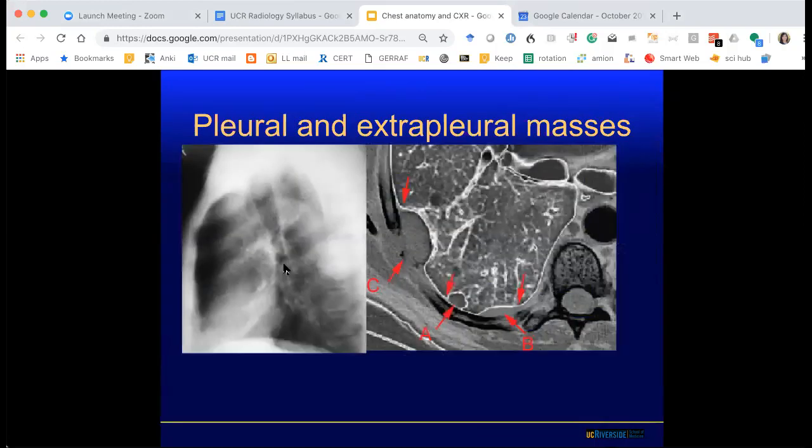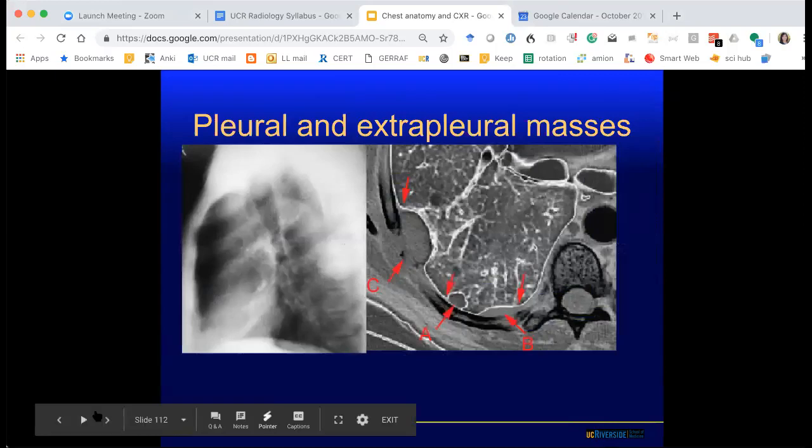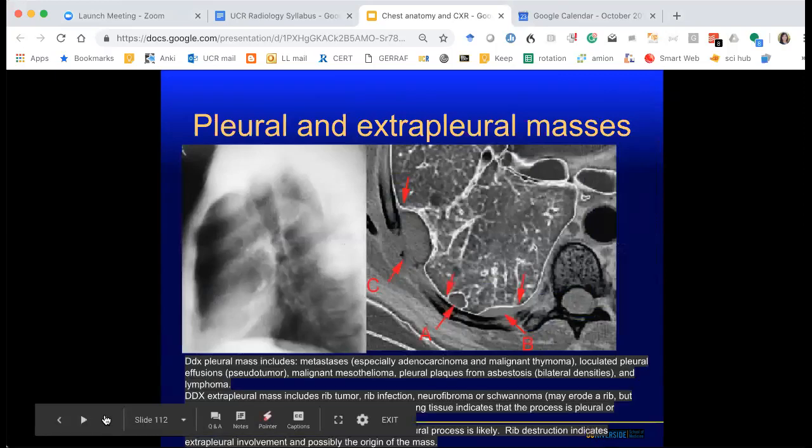So close eye there. Okay, we talked about putting lesions into different spaces. So here we see this mass here. It would be very hard to put into a space looking at this radiograph alone, but I would probably say this is an intraparenchymal lesion. But radiographs are hard. We really need cross-sectional imaging.